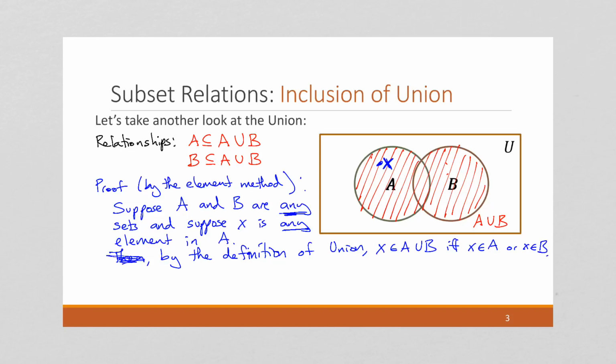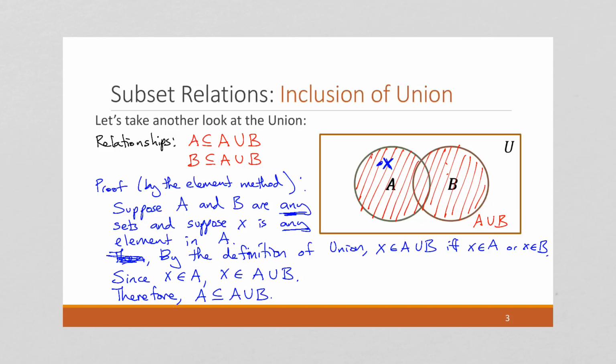Oh, that's wrong. This is by the definition of union, X is an element of A union B if and only if X is an element of A or X is an element of B. And since X is an element of A, we know that X is an element of A union B. Now, by the definition of subset, we can say A is a subset of A union B.